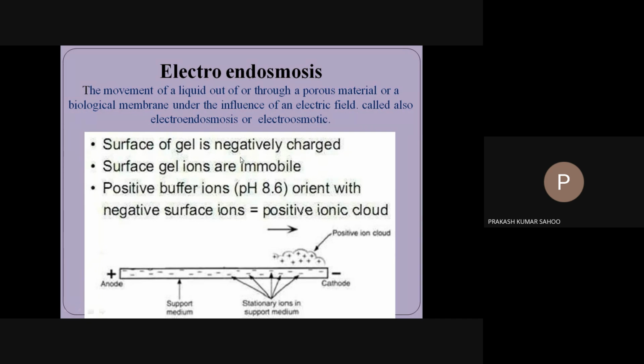The surface of the gel is negatively charged. This is a pictorial view of endosmosis. The surface gel ions are immovable, in a static state. The buffer is at pH 8.6 here. The negative surface is balanced by an equal positive ionic cloud, and these positive ionic clouds will move toward their respective poles.